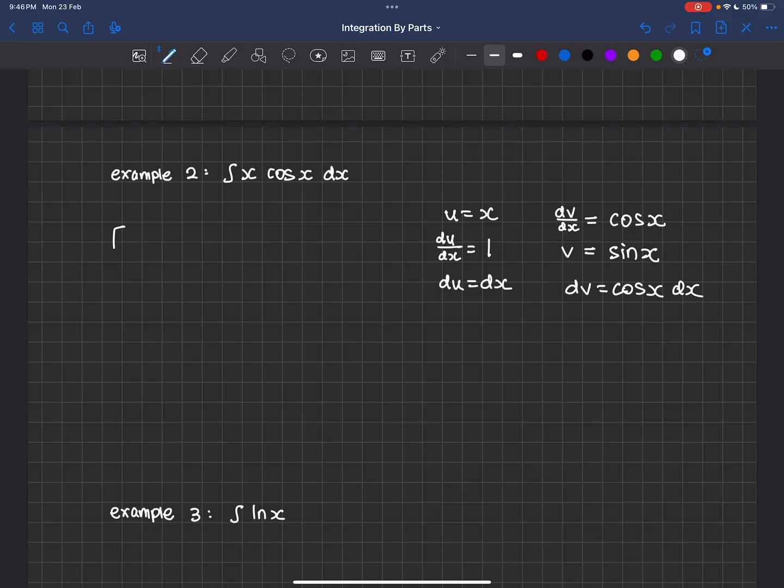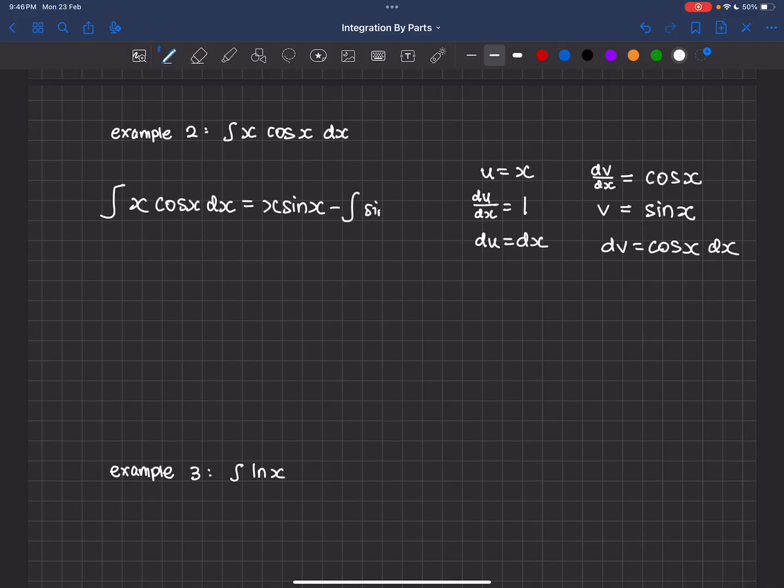Okay, so let's write down our equation. What's our u? x. What's our dv? Cosine x dx equals, so uv, x sine x, minus, right, integrate sine x, which is our v, with respect to du, which is our dx. So we have this x sine x. How do you integrate sine x? Yeah, negative cosine, right? So it's cosine x plus c, and yeah, we are done.